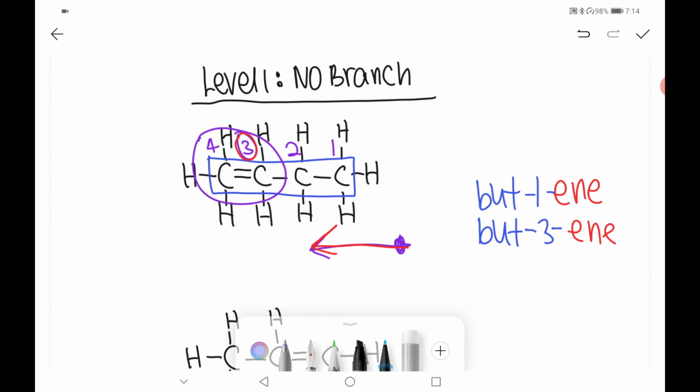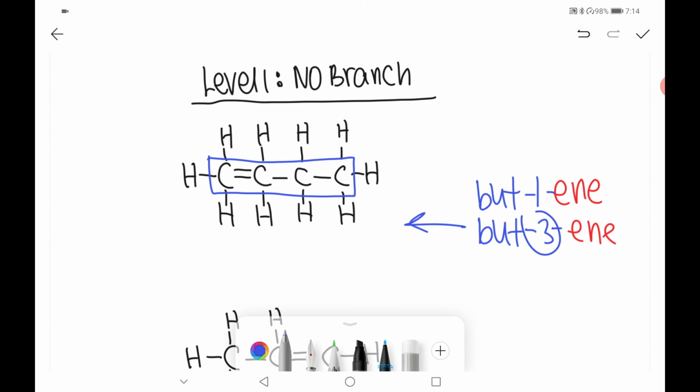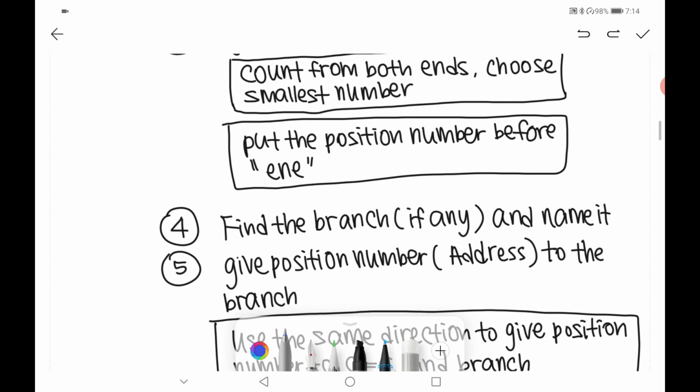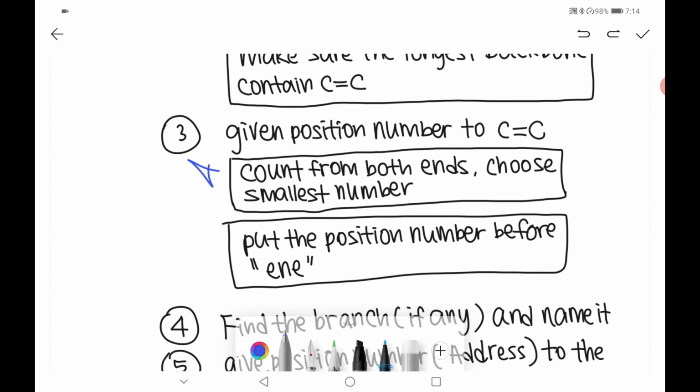Okay, so I hope you know why we call it but-1-ene and why we call it but-3-ene. If you count from the left hand side, the double bond is on the first carbon. That's why we call it but-1-ene. If you count from the right hand side, the double bond is on the third carbon. That's why we call it but-3-ene. So we need to count from both ends, we need to choose the smaller number, and we need to put the number in front of the ene.